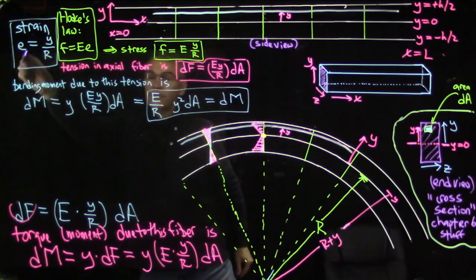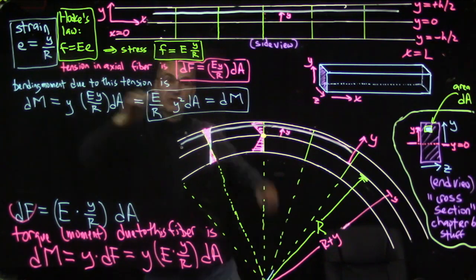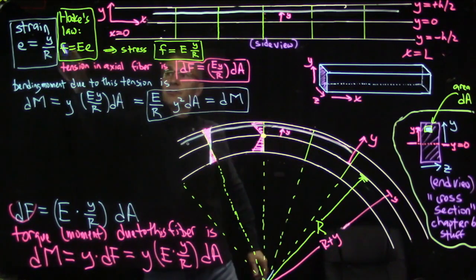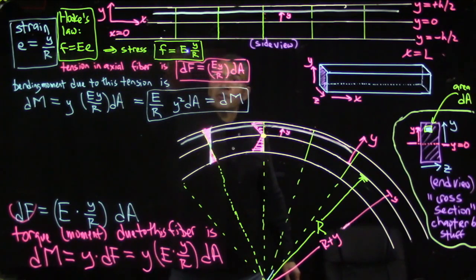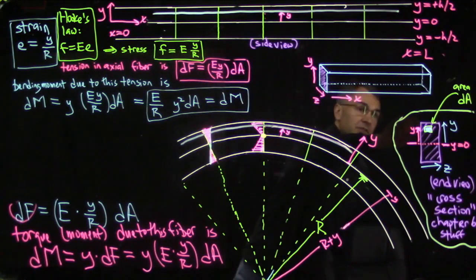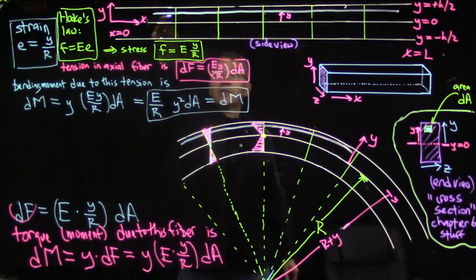So we said, thanks to the geometry of concentric circles, that strain, little e, is y over R. y is the height above the neutral surface, R is the radius of curvature into which we bend the neutral surface of the beam. We plugged in Hooke's law, stress equals Young's modulus times strain. That gave us that the stress was Young's modulus times y over R. That then, by multiplying by the area of this little fiber, gave us the tension in one of these axial fibers. That is Young's modulus times the height above the axis divided by the radius of curvature times the differential area, the little infinitesimal area of the fiber in cross-section.